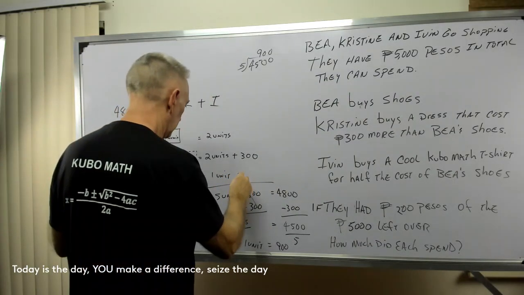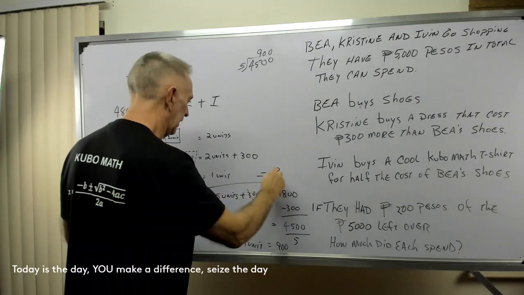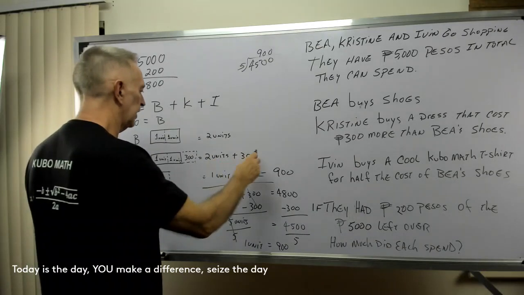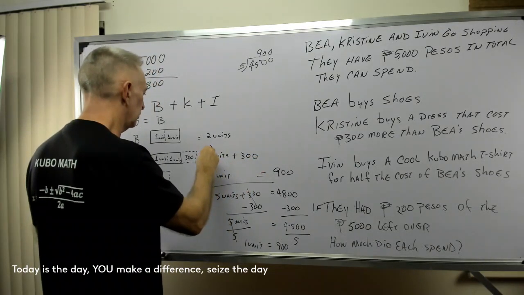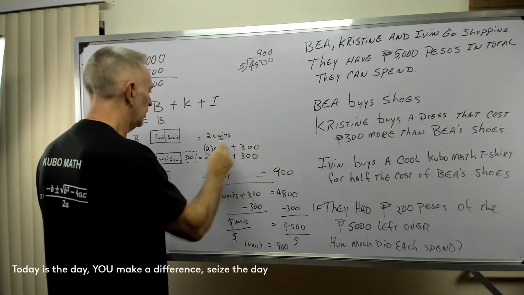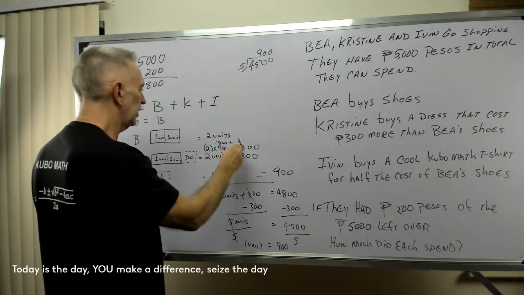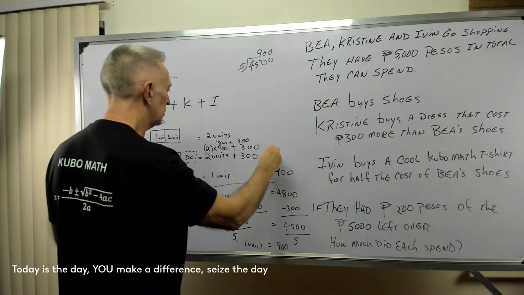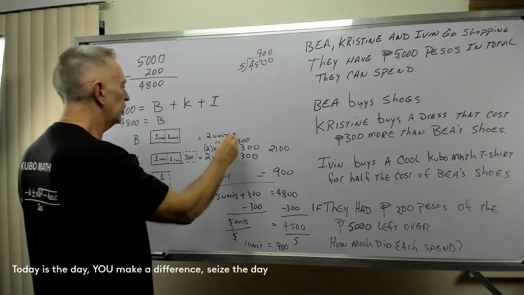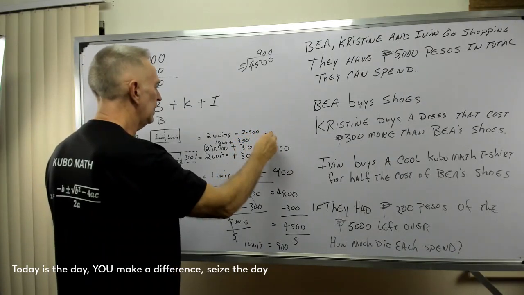So what does that look like? Well, looks like Ivin spent 900. He spent 1 unit. Kristine spent 2 units, so 2 times 900 plus 300. So 2 times 9 is 18, so 1,800 plus 300. So Kristine spent 2,100. Bea spent 2 units, so 2 times 900 is 1,800.